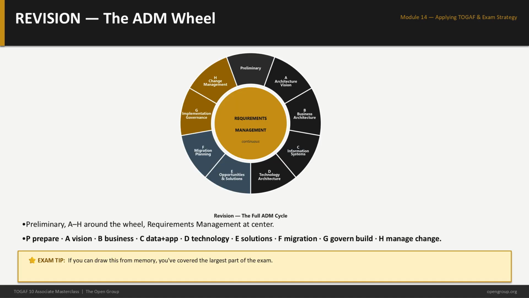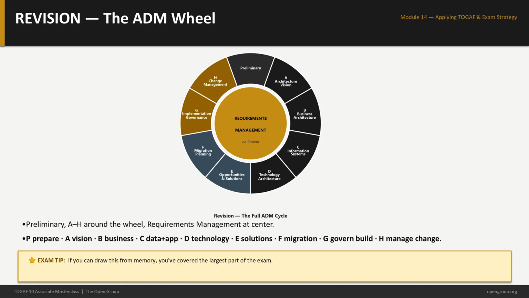Now we shift into pure revision, starting with the most important picture in the whole framework, the ADM wheel. Take a moment and try to draw it from memory right now. Preliminary phase, then A through H arranged in a circle, with requirements management at the center connecting to every phase. In one-word reminders: P prepare, A vision, B business, C data and application, D technology, E solutions, F migration, G govern the build, H manage change.